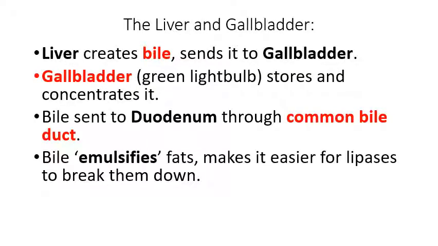Okay, so the liver creates bile, which is formed by the breakdown of red blood cells by the spleen. We talked about that when we discussed the blood. And then the bile salts are sent to the gallbladder where they're stored and then concentrated by absorption of water out of the gallbladder. And then from there it's sent to the duodenum through the common bile duct. The purpose is to emulsify fats, which makes it easier for the lipases to break them down.